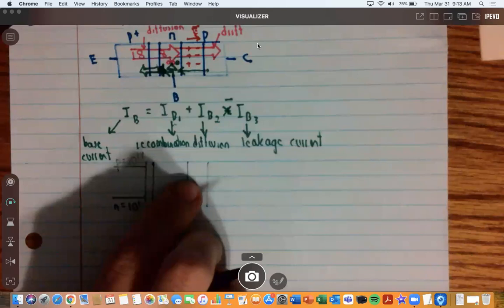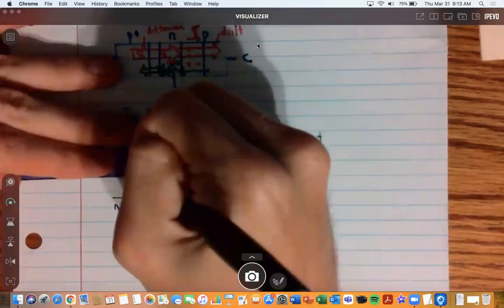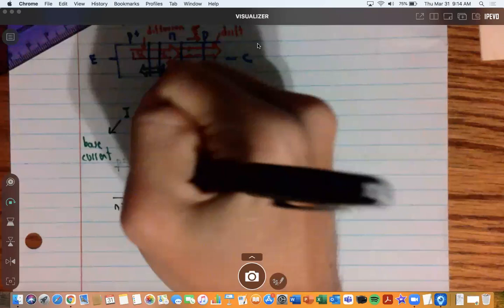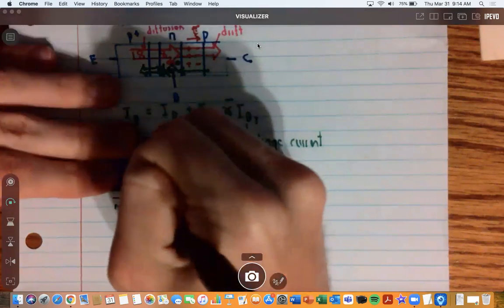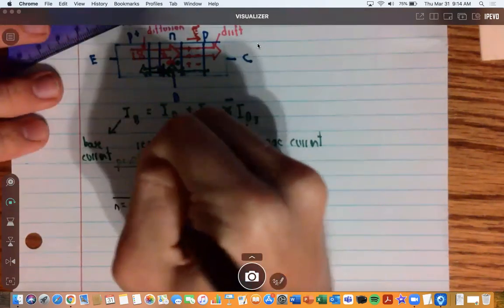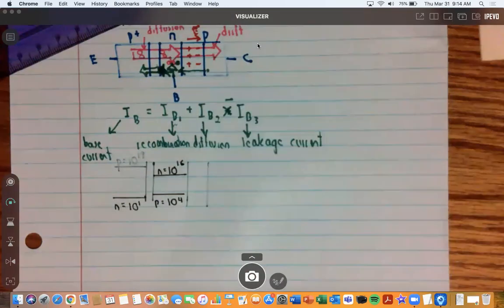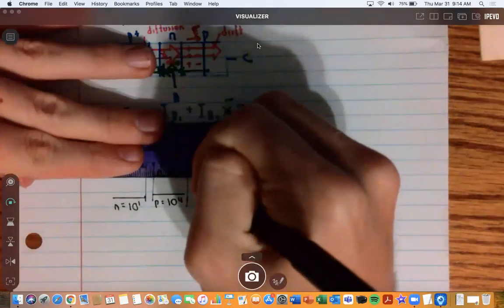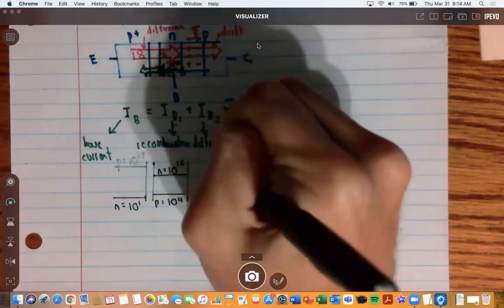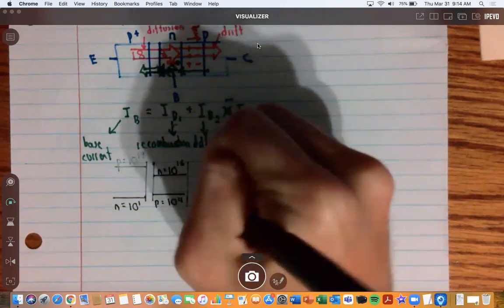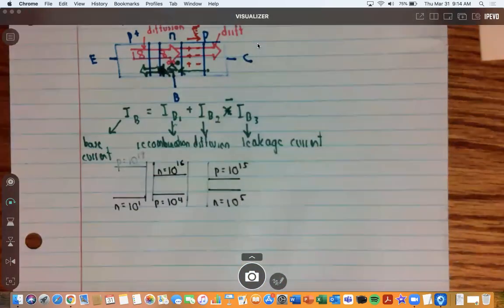And then we're going to have the N side, where of course there's going to be more N, but it's not as heavily doped. So N equals 10 to the 16th. And then P is going to equal 10 to the 4th. And then on the right-hand side here, it is even less doped. And so it's P equals 10 to the 15th, N equals 10 to the 5th. So now that we have those three layers here, we need to see what is the charge carrier concentration? How is it going to change?